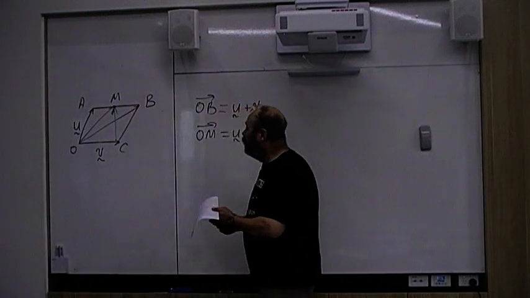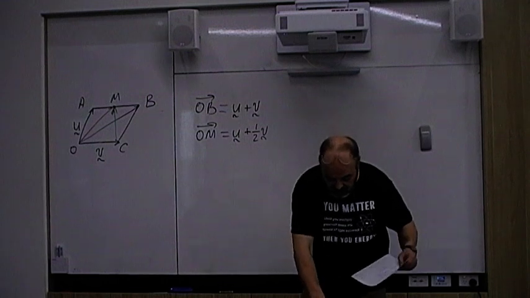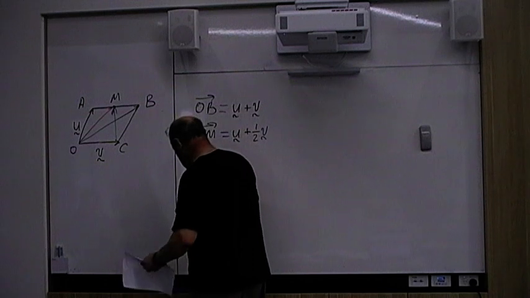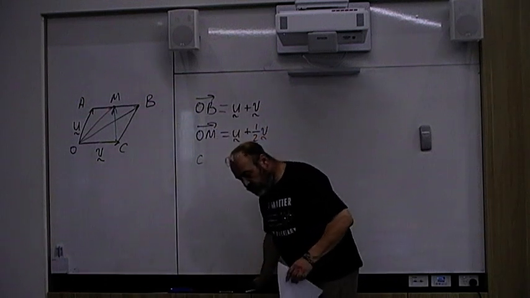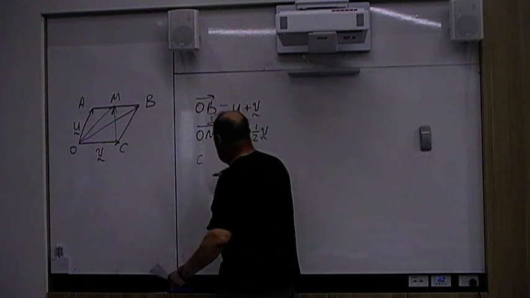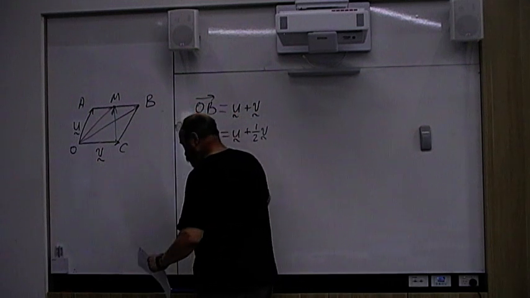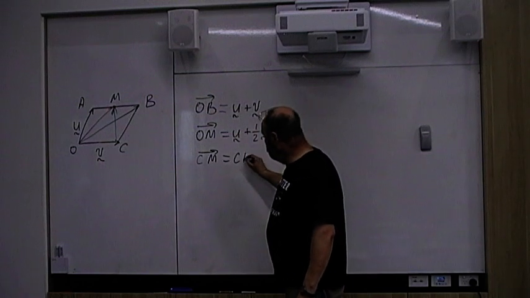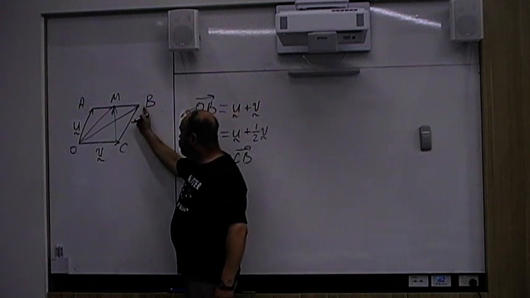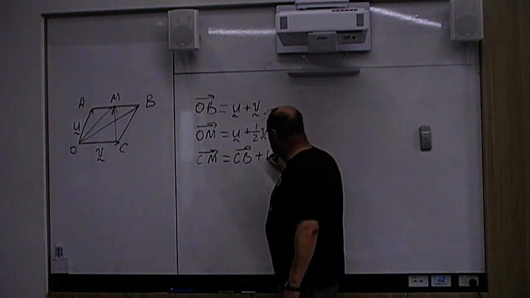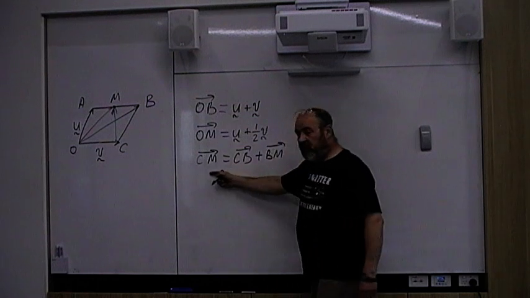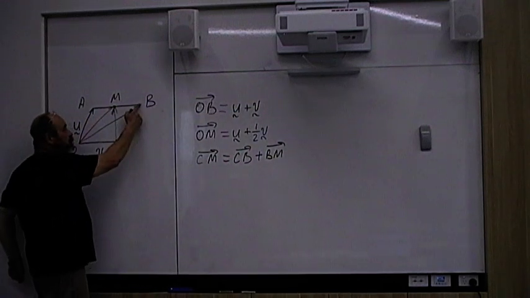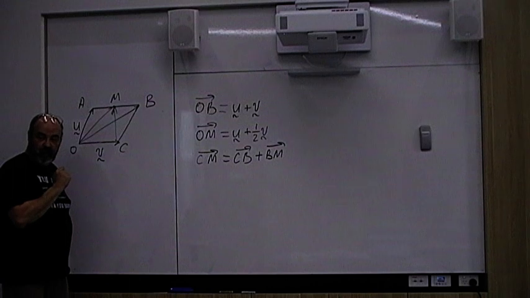So, how can we find vector CM? Let's do it in terms of the letters first. Vector CM will be the sum of which vectors? CB plus BM. Does that make sense? We get vector CM is CB plus BM. We arrive at the same point.